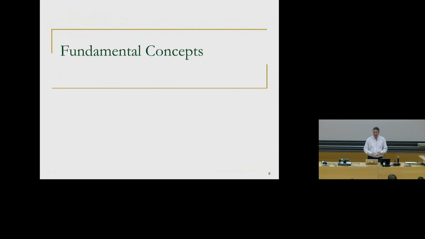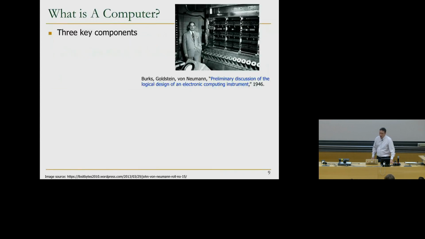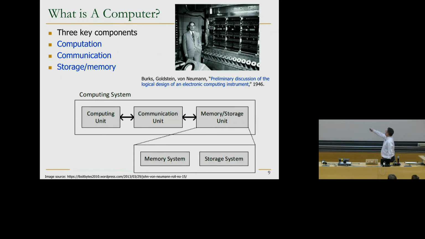So let's come back to our fundamental concepts. The first thing is, what is a computer? We are computer scientists, we care about it, and you can make the argument that we have three key components. Somewhere we compute, then we communicate, and then we have storage and memory. And it looked like this in the late 40s. That's von Neumann standing in front of his architecture. And you can abstract it very simply like this.